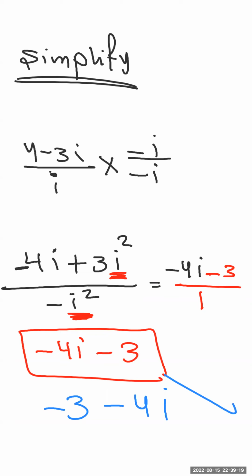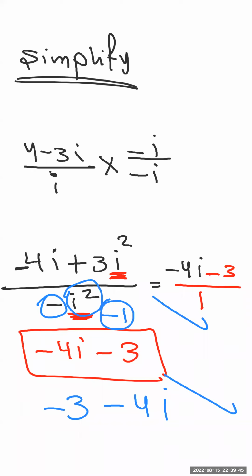Mister, how did we manage to divide i power 2 with the i power 2 in the denominator? Okay, i power 2 is negative 1. Negative negative 1 means 1, correct? Because here the square is only on i, not on the negative sign. It's not a bracket. Okay.